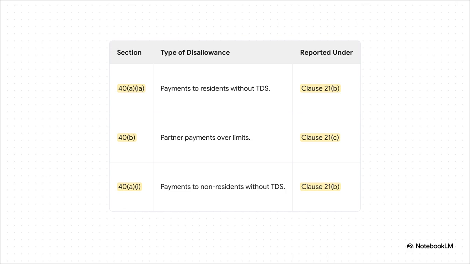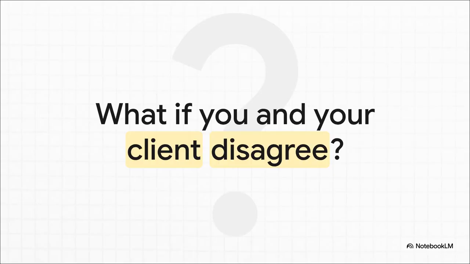And another big one, reported under 21C, is when you see payments to partners, like salary or interest, that go above the legal limits. So this all leads to a super practical and, let's be honest, a very common problem. What do you do when you, as the auditor, think an expense should be disallowed, but your client completely disagrees? They have their reasons, their justifications.